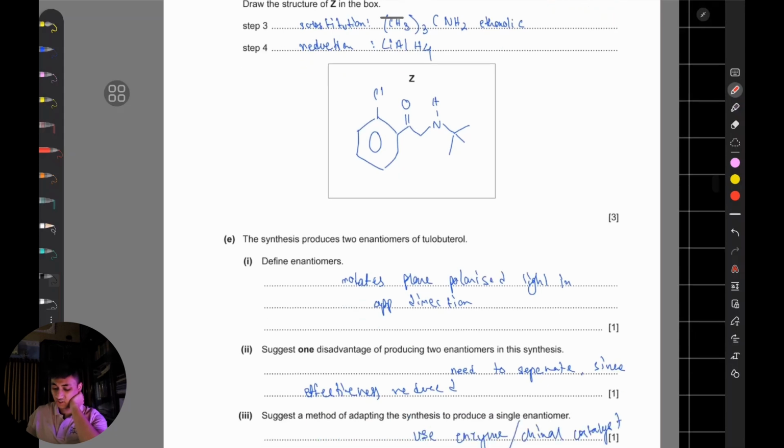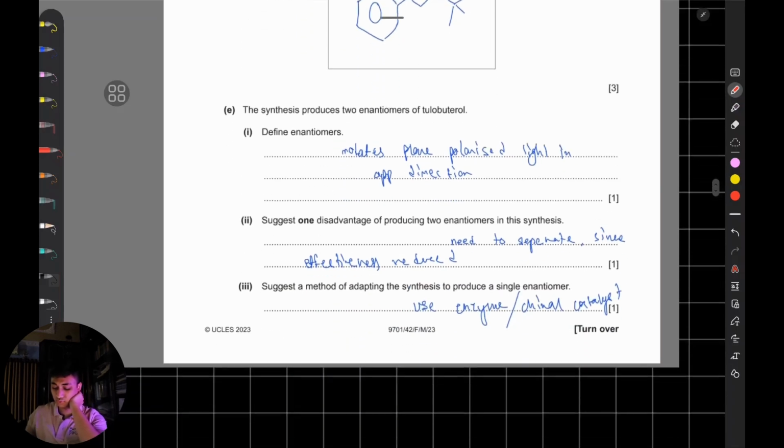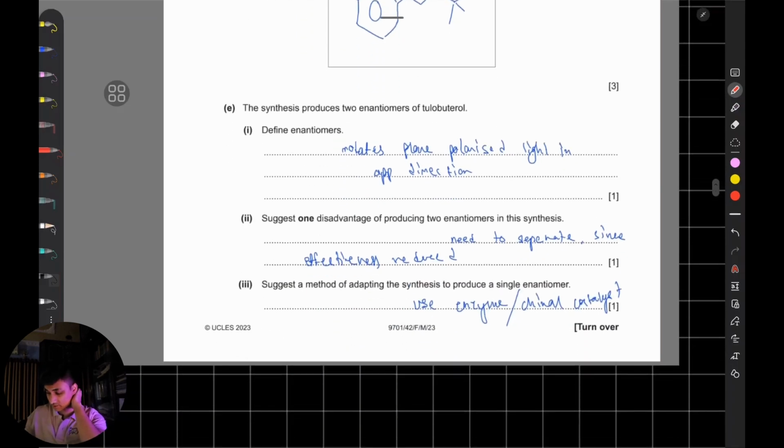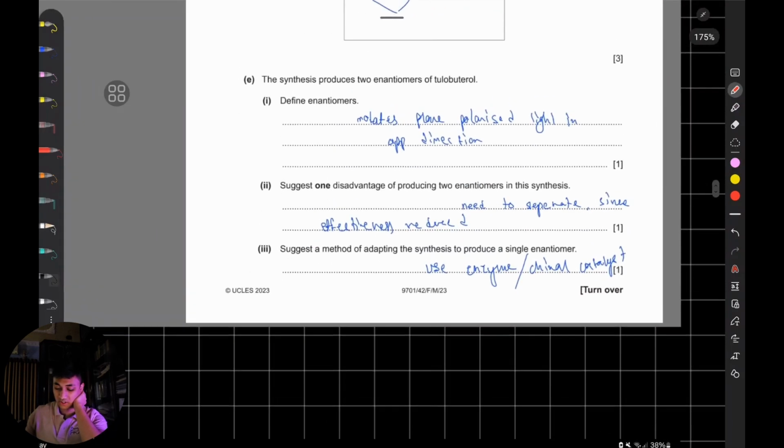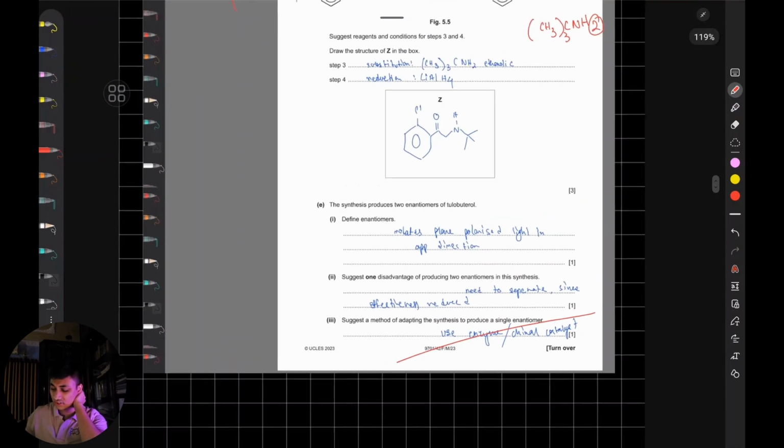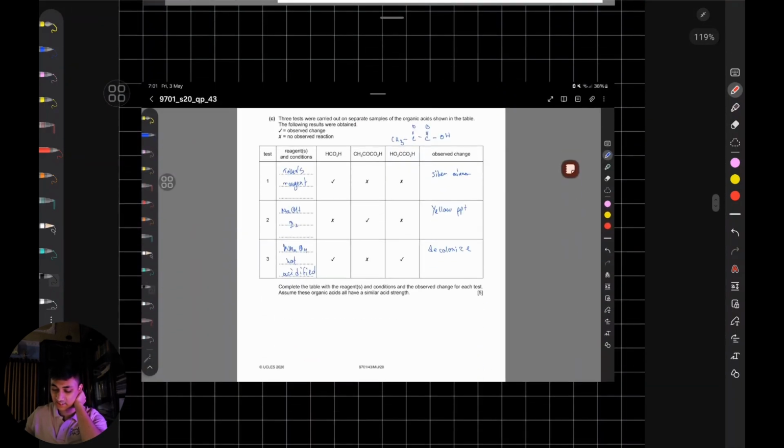Define enantiomers. Enantiomers rotate plane polarized light in the opposite direction. Part 2 suggests one disadvantage of producing 2 enantiomers in this synthesis. So basically, if you produce 2 enantiomers, you need to separate them, and if you keep 2 enantiomers, they're going to be less effective. Part 3 suggests a method of adapting the synthesis to produce a single enantiomer. You can use a chiral catalyst or an enzyme.